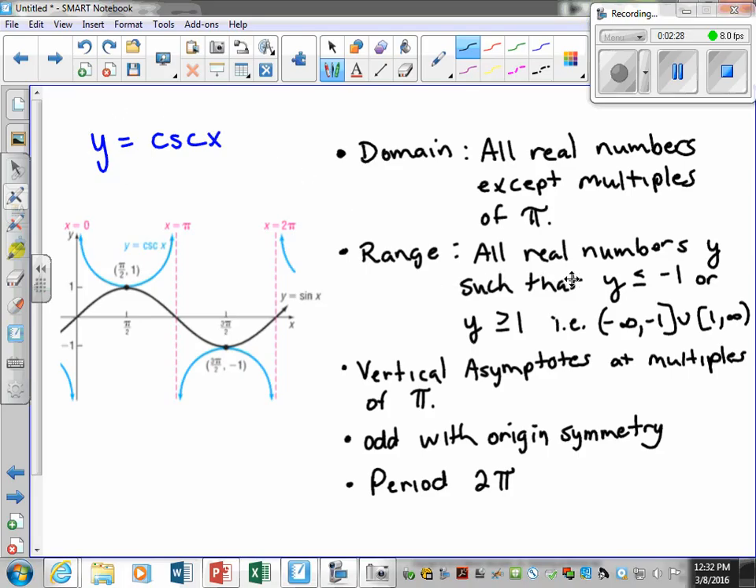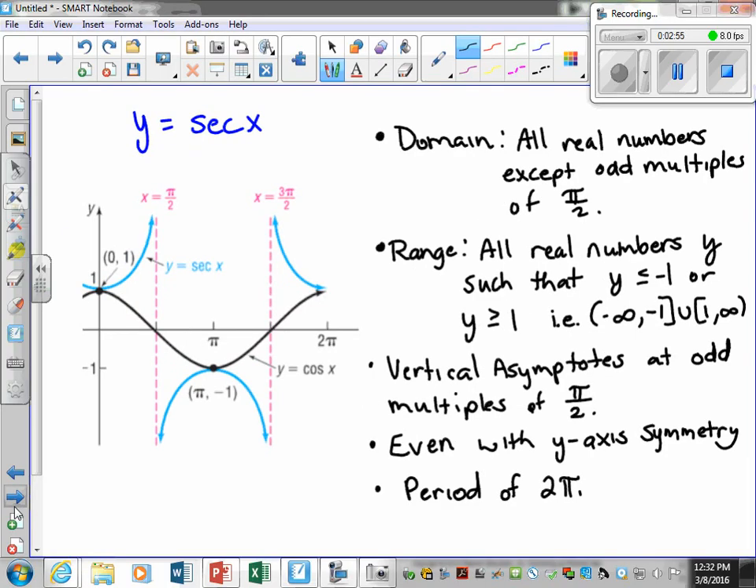The range means negative infinity to negative 1, and 1 to infinity. So really it's just the blue graph. We're saying from 1 to infinity, or from negative infinity to negative 1. So that's where your range comes into play right here. This is interval notation form. Vertical asymptotes occur at pi, 2 pi, 3 pi, with a period of 2 pi, just like its reciprocal function.